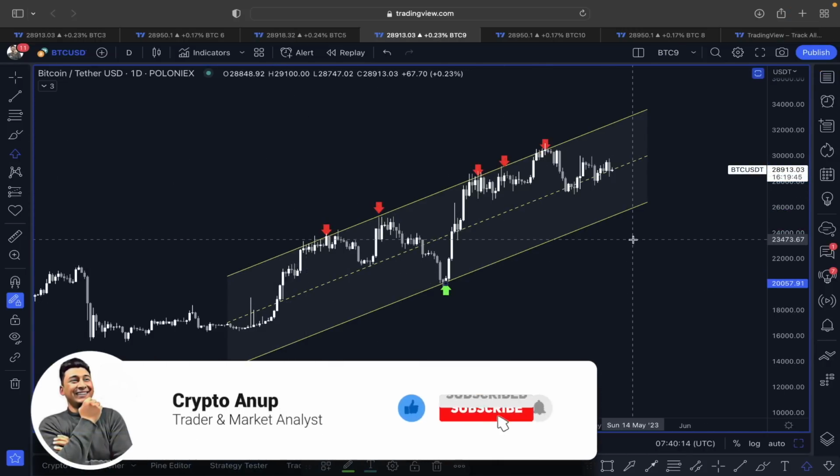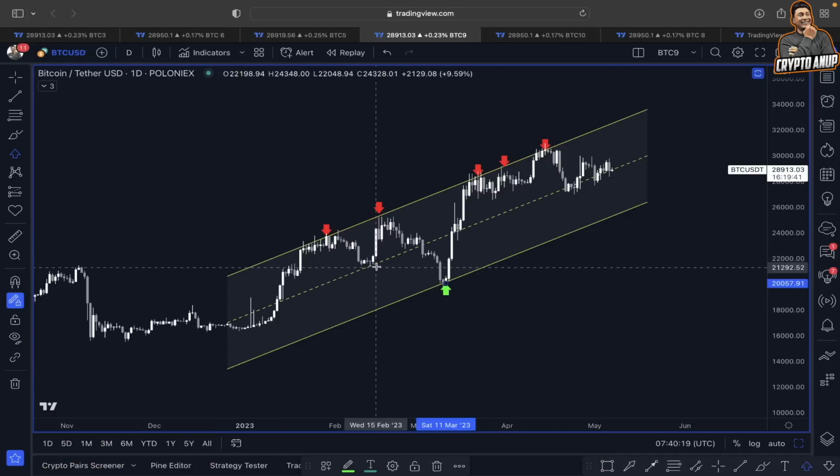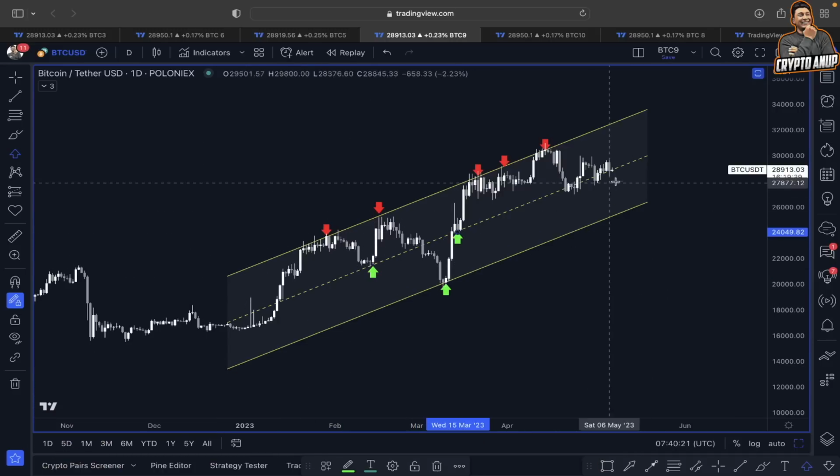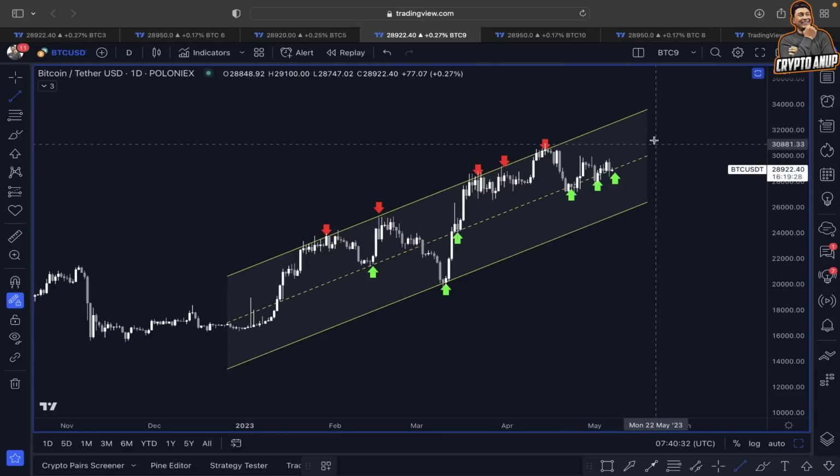Lower line here was a strong line of support. But if you look at the center line, this center line is also playing a very important role, because in the past price action, whenever we have managed to find support of the central line from this ascending channel, we have still continued the uptrend. So in our case, this center line is exactly where we are.